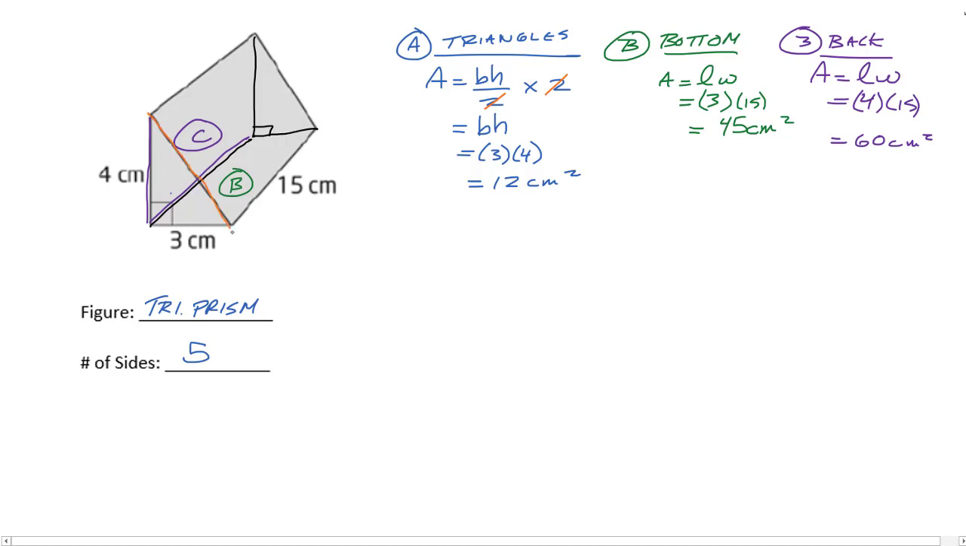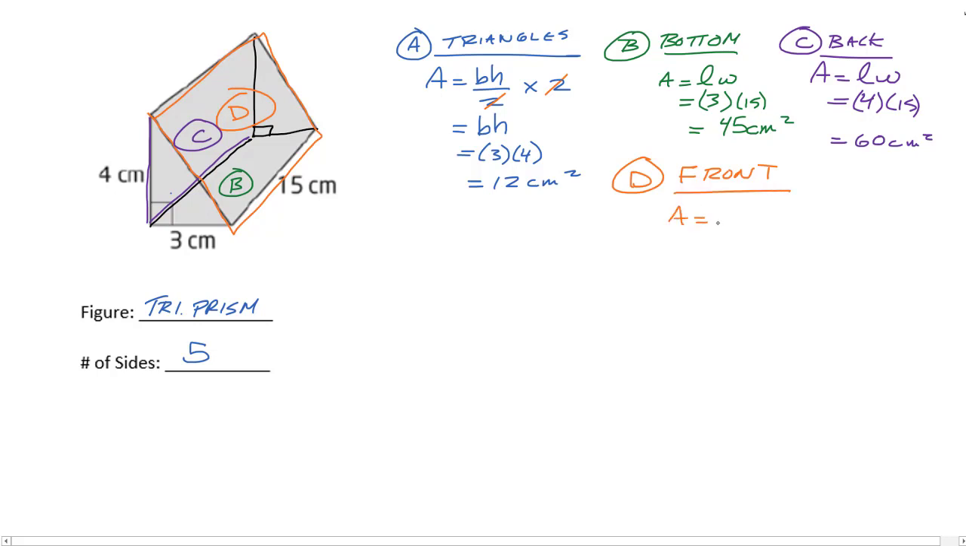And finally, we need to get the front. So the front is this one here. We'll call that part D, I guess. Oops, I called that last one 3. I'm getting sloppy here. That was supposed to be C. This is D, which is our front-facing one.